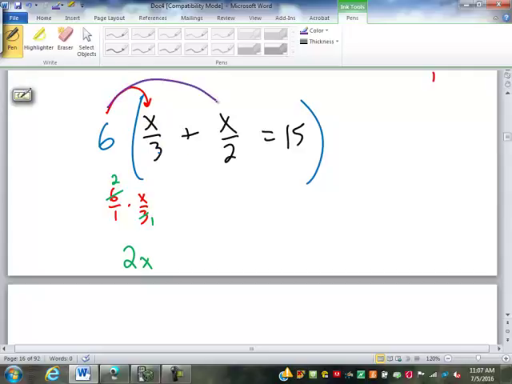So now I'm going to do 6 times x over 2. So I make that 6 over 1 times x over 2. Again, I could just multiply across and get 6x over 2 and reduce it. I'm going to cross cancel the 2 and the 6. Both divide by 2 to give me 1 and 3. So 3 times x is 3x over 1, so just 3x. Equals, I hit the equal sign. 6 times 15 is 90.